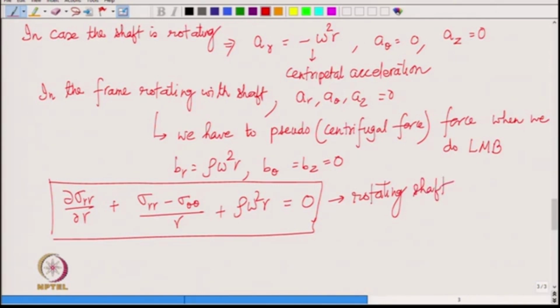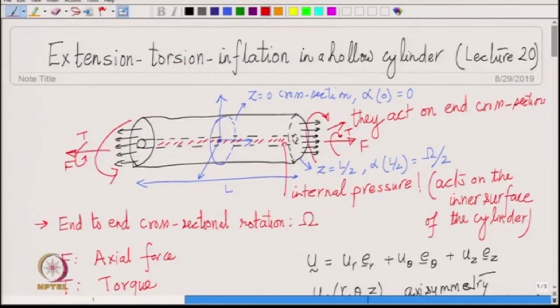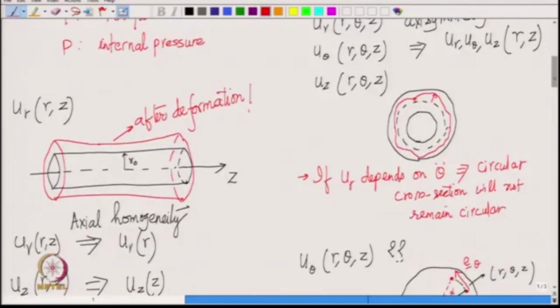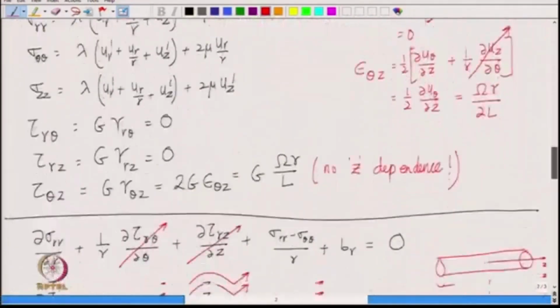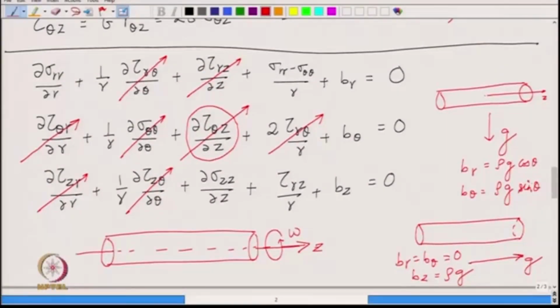Okay. So, this was just a side discussion, but coming back to our original problem where we are applying some axial force and torque and pressure. This cylinder is not rotating, and let us also suppose that there is no gravity, or there is no body force. So, in that case, coming back to the equations that we have, each of the body force components will also become 0.